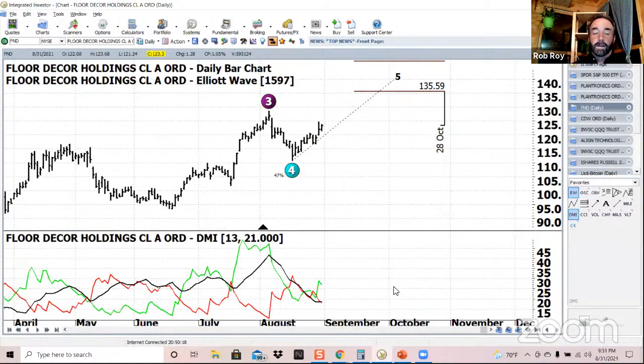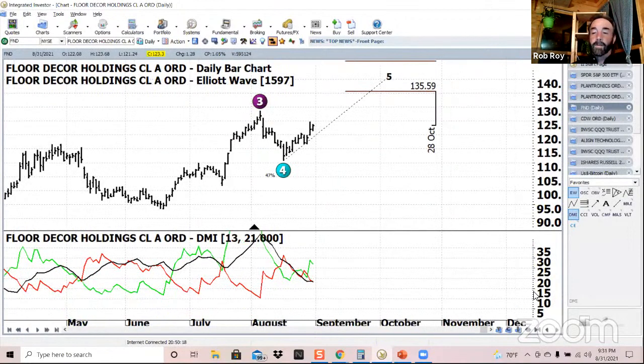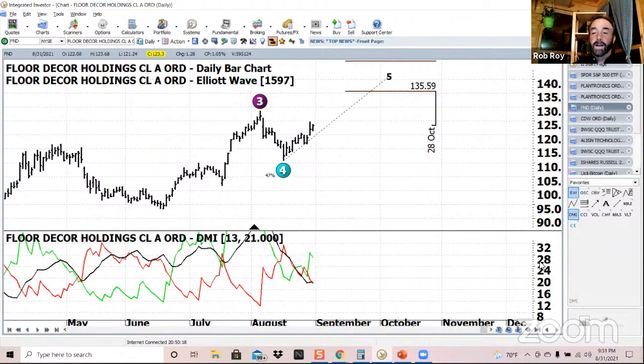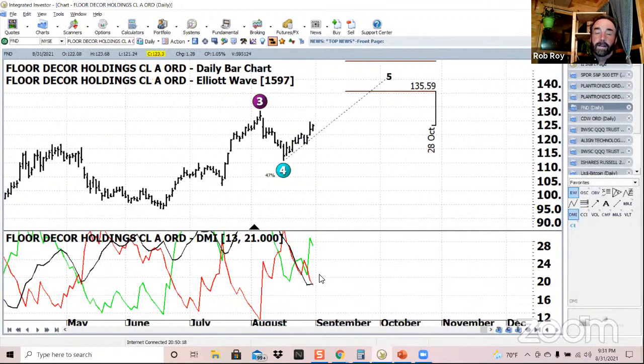Probably warrants taking a look and see if we're getting a reset of the DMI. And it does look like it's trying to. I like the fact that the ADX came back below 20. Separation between the two directional indicators curling back to the upside. We'll see if that continues, but that one looks really good.